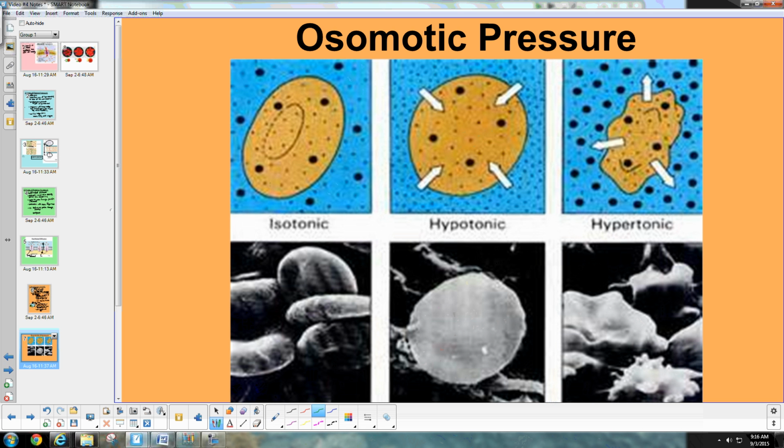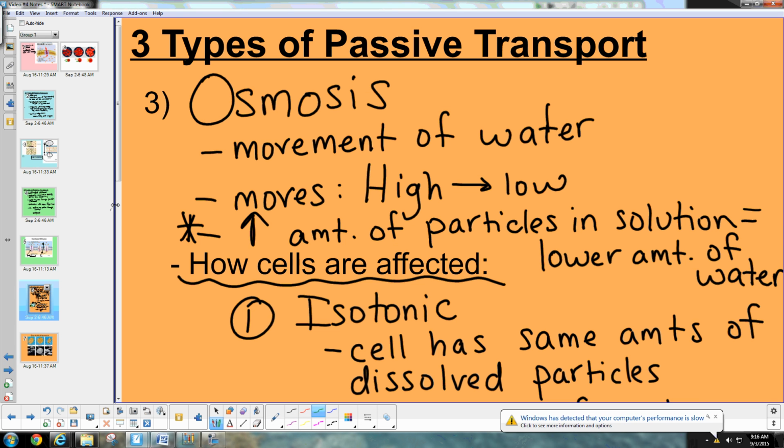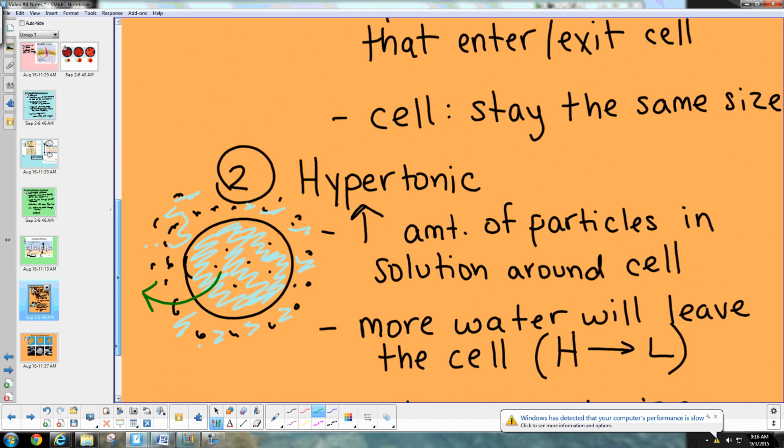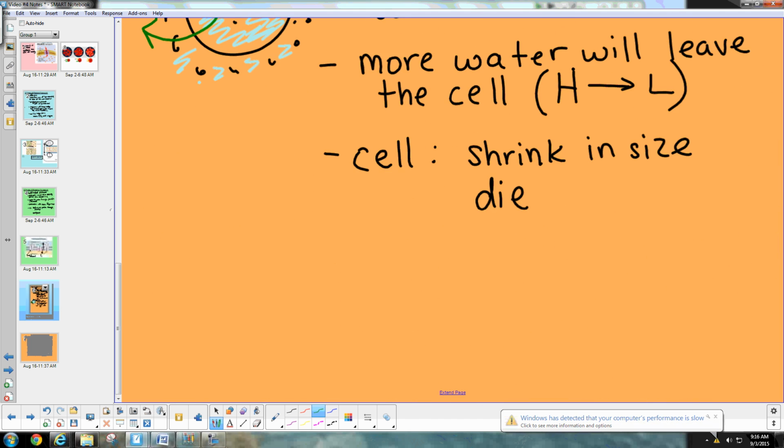So notice that there are not as many particles inside, a lot on the outside. So the water is going to go from the higher amount of water, which is inside, to the lower amount. So it's going to cause that cell to change shape. So you can kind of see the picture. It doesn't look as full and as plump as the isotonic one. Okay. All right, but we're not done yet. We have hypertonic. So now let's look at the third kind, which is hypotonic.